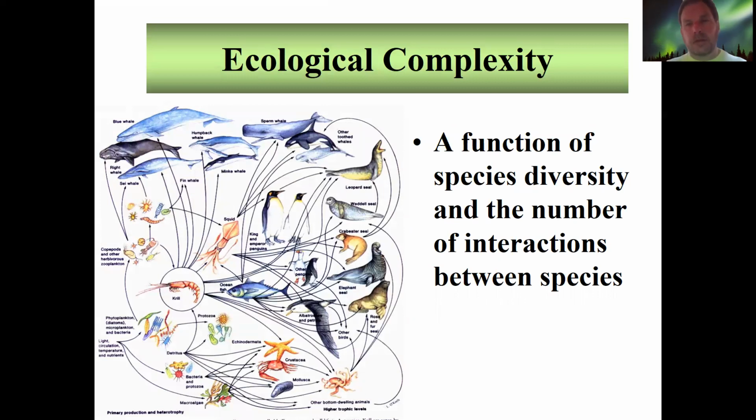And then finally, we have ecological complexity. How many interactions are there? Obviously, the more species you have, the more potential you have for interactions. So often, biological diversity and biological structure and ecological complexity are often closely related.